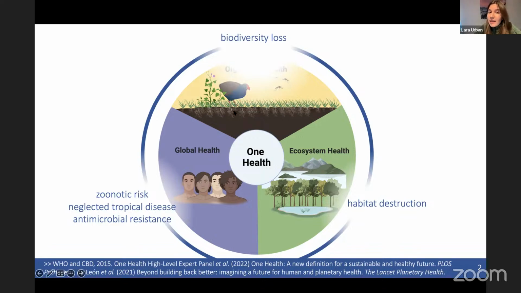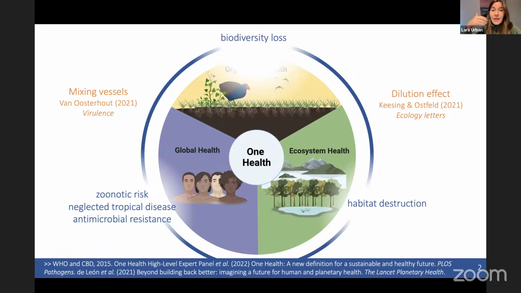Now, this is an interdependency that has been well described even by theoretical scientific literature already, for example, through the concepts of mixing vessels and the dilution effects. And I can really recommend those two papers to you if you are more interested in the background. But what that basically describes is that if we have a healthy, biodiverse environment, we don't allow pathogens to evolve so easily and also to spread so easily.